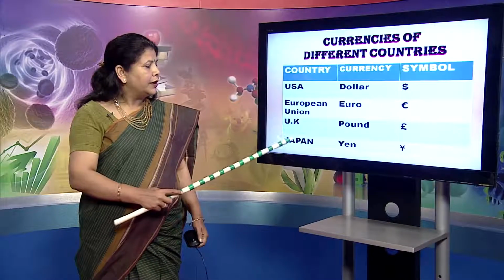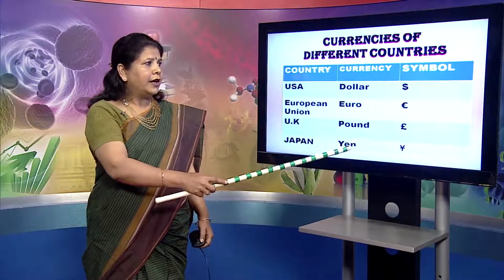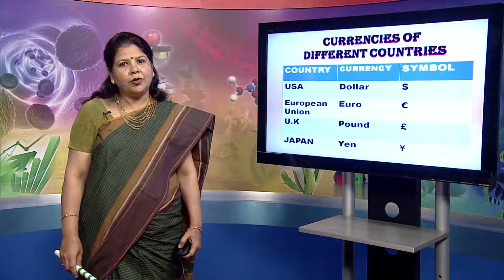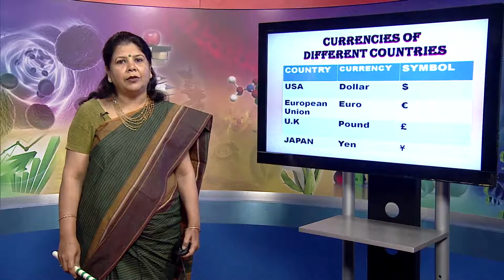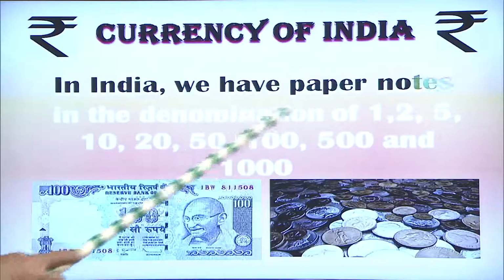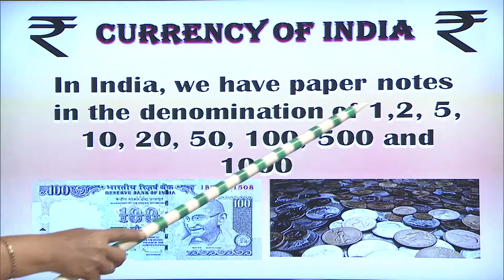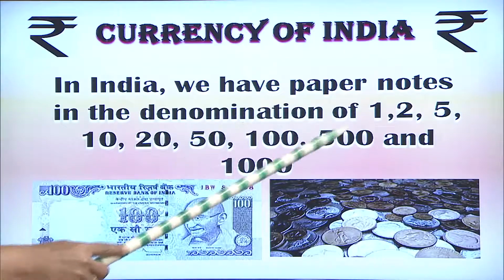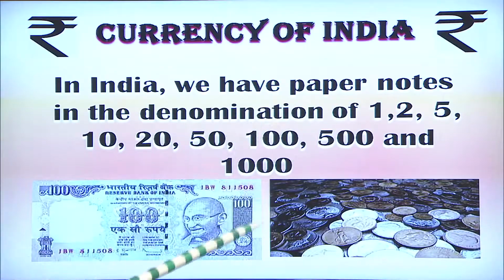Having understood these countries, their currencies and symbols, we now need to throw a little more light on our own Indian currency. In India, we have paper notes in the denomination of 1, 2, 5, 10, 20, 50, 100, 500 and 1000. And our latest symbol for the rupee is this.